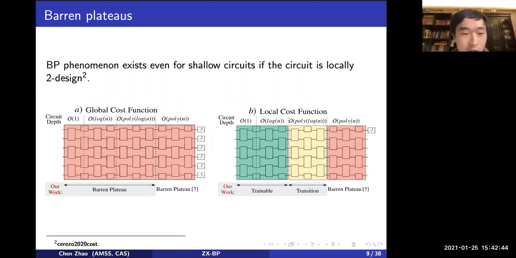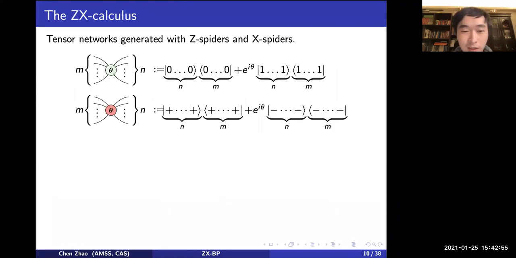So how can we analyze some concrete parameterized circuits? We can use the ZX calculus. I believe that everyone here is very familiar with the ZX calculus.